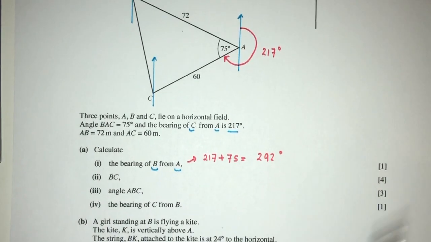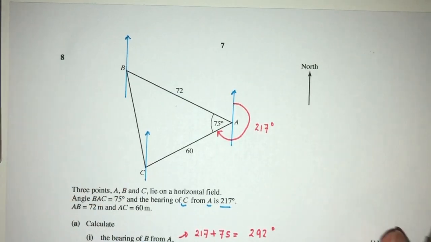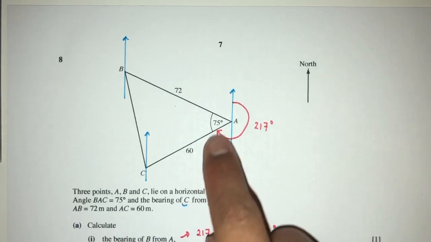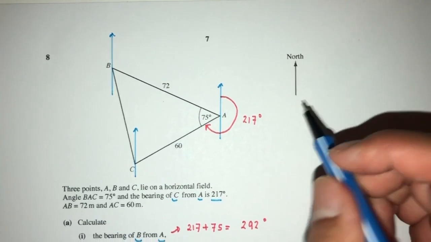Now for point B, we have to find BC. So where is BC? BC is this one. Again, as we have seen before, whenever you have a triangle where you know the angle in between and the two sides, we can use the cosine rule. So let's write this here.